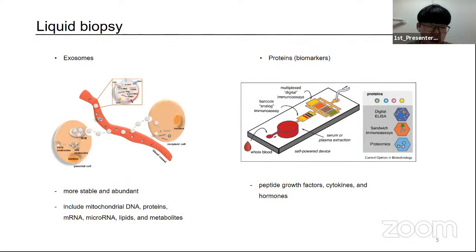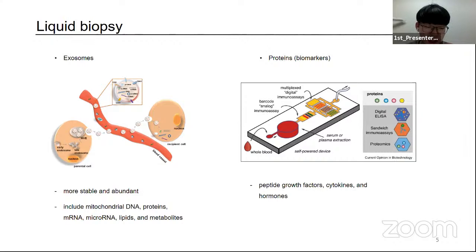And exosomes are a subset of extracellular vesicles released by tumor cells and non-malignant cells. The contents of exosomes include mitochondrial DNA, protein, mRNA, lipid, and metabolites, which can provide information on cellular identity or tissue origin. Exosomes can be found in most body fluids and are more stable and abundant than ctDNA.